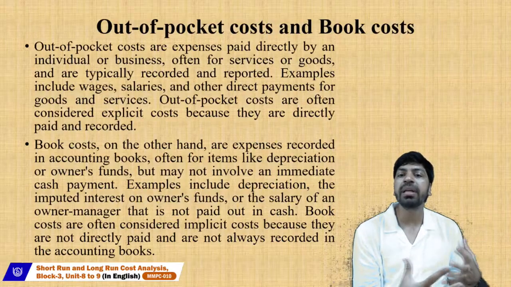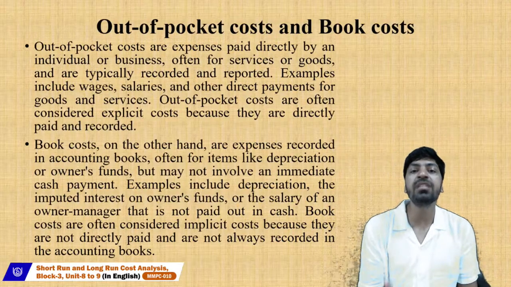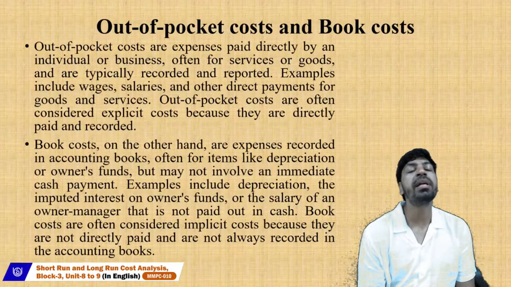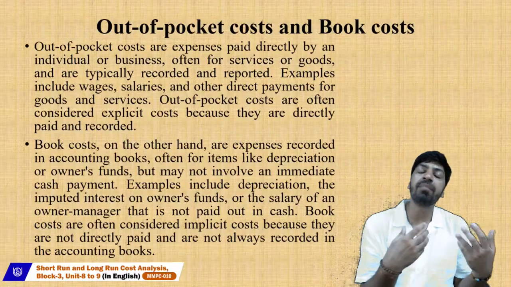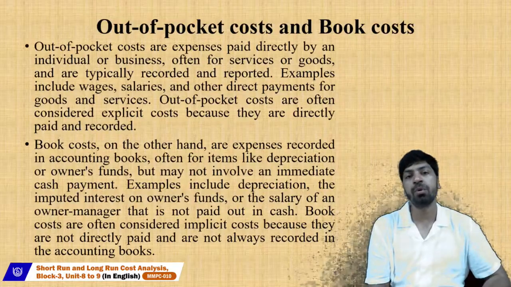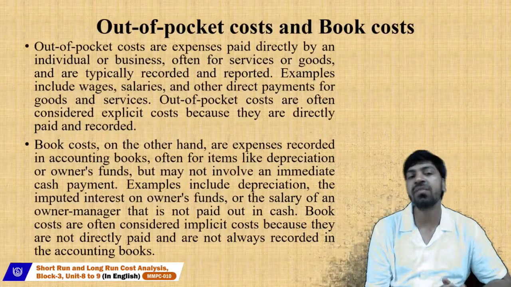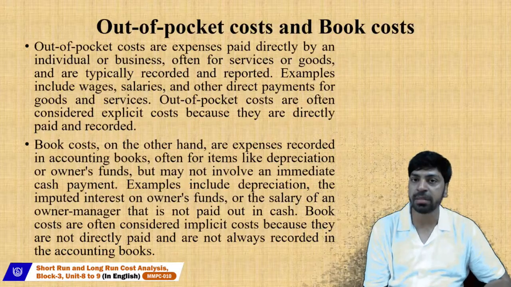So out of pocket costs are considered explicit costs because they deal with cash payments or actual monetary expenses. Because they are directly paid and recorded in the books of accounts, that's why such costs are called out of pocket costs.